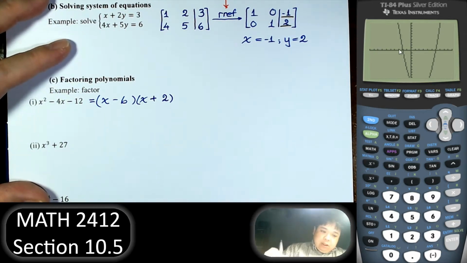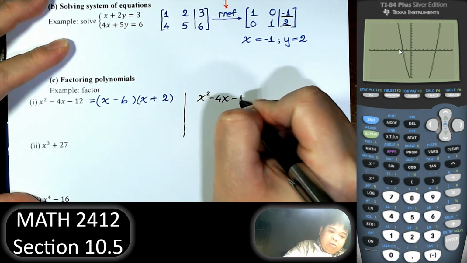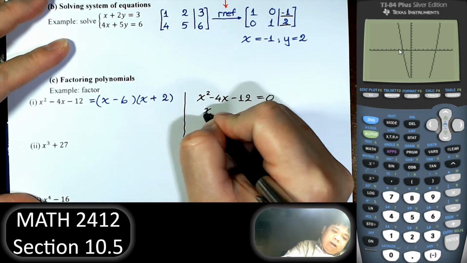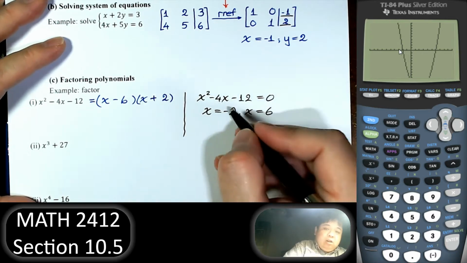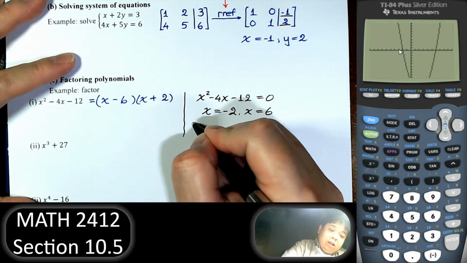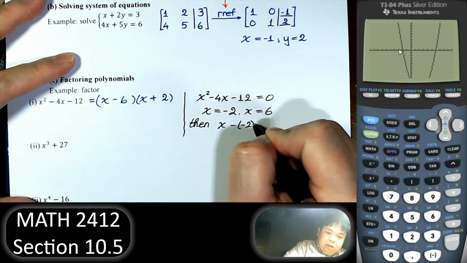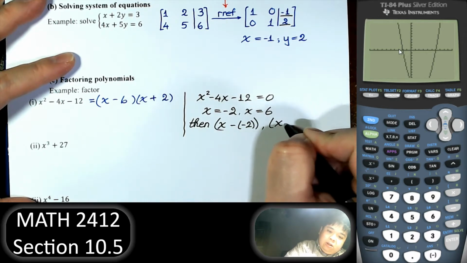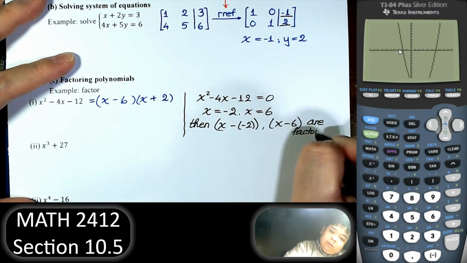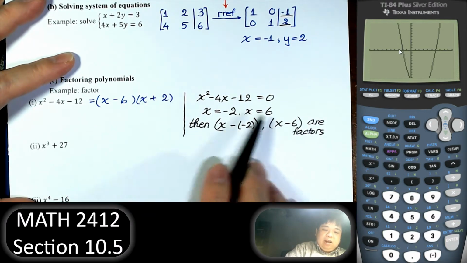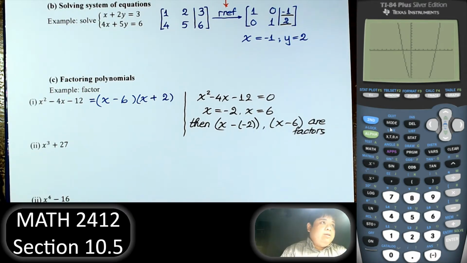So if we solve it, x squared minus 4x minus 12 equals 0, we have x equal to -2 and x equal to 6. The theorem says that if these are the zeros, then x minus the zeros are the factors. And of course we have x plus 2 and x minus 6. Exactly that. Now, x cubed plus 27.